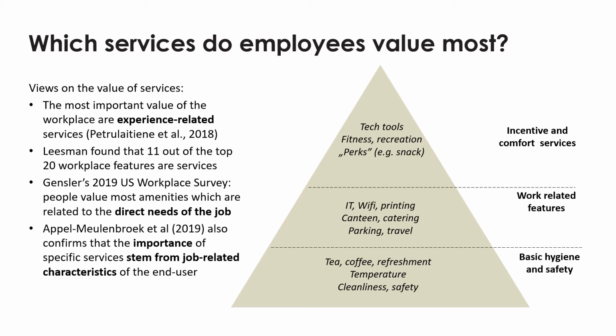As for the importance of specific services, services related to basic hygiene, tea, coffee, refreshment, temperature, cleanliness, and safety are considered the most important ones by employees. And these are followed by work-related features such as IT, Wi-Fi, printing, parking, travel, and also by canteen and catering. You could say that if these basic and work-related services are not functioning well, that makes employees unhappy, while incentive or comfort services such as tech tools, fitness, recreation, and perks such as snacks make them more satisfied, but their absence doesn't cause dissatisfaction.